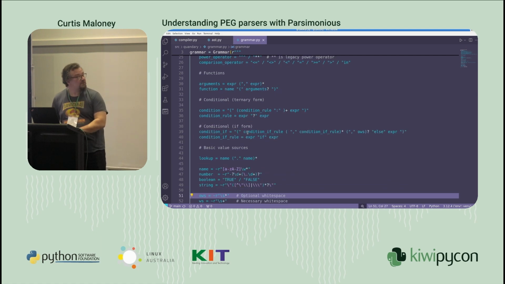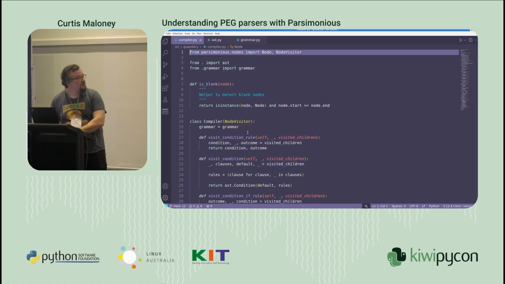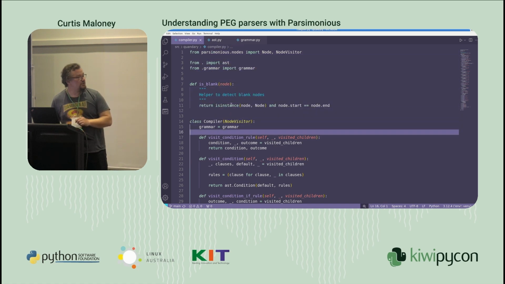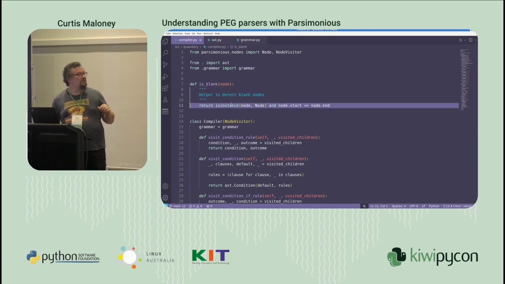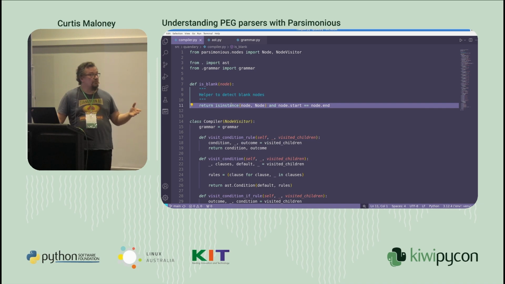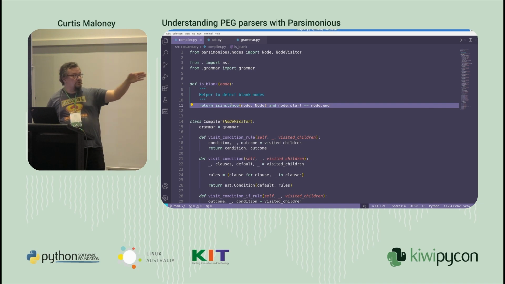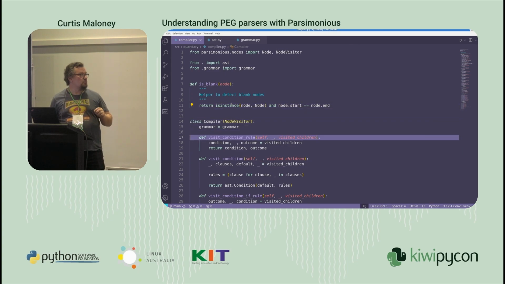Okay, well, what do we do with this? Here is my tree visitor. I ended up finding it very useful to have this is blank helper, because there's two different ways that the system would tell you that you got a non-match. You might get an empty list, or you might get a node whose start and end matched. So I wrote this little helper for it.